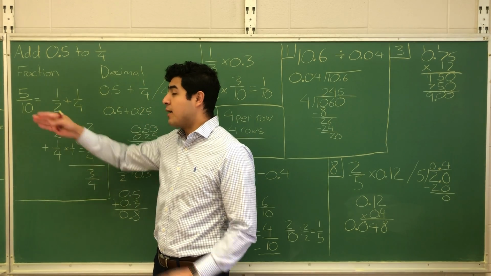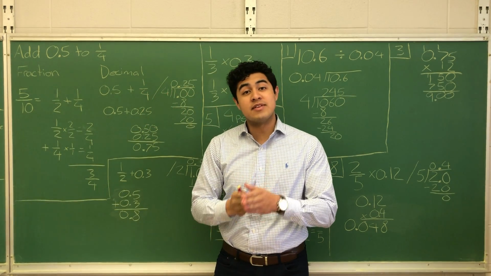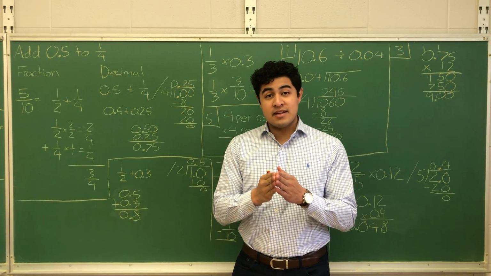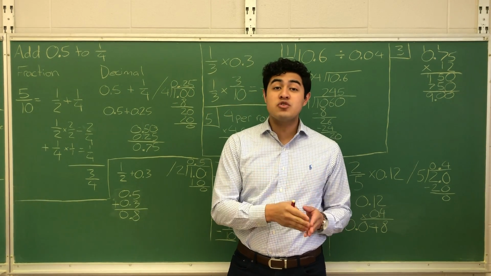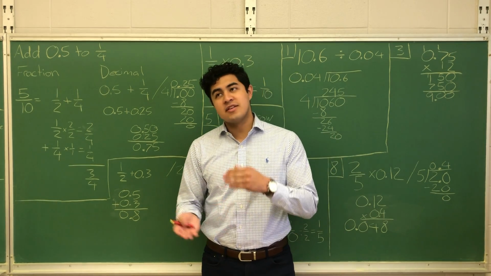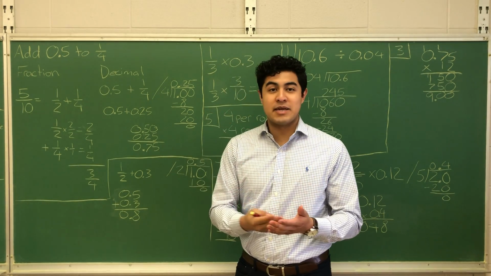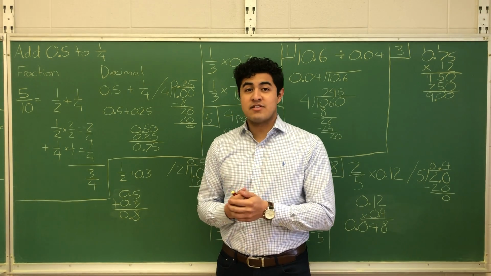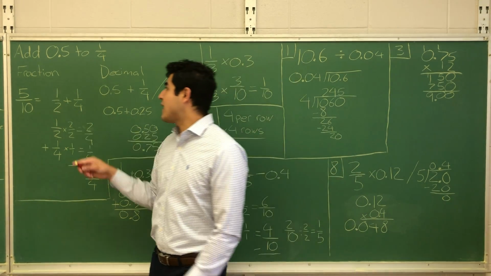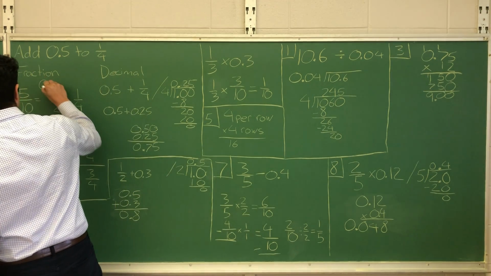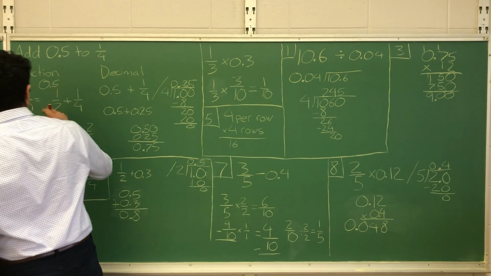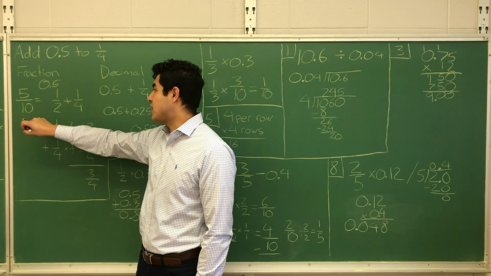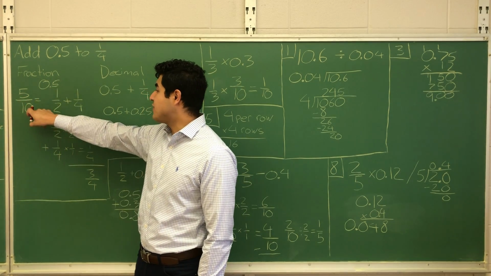Okay, so the place of the decimal determines its denominator. So if it's in the tenths place, that's the denominator of 10. If it's in the hundredths place, it's a denominator of 100. If it's in the thousandths place, a denominator of 1,000, and so on. That's how you determine the denominator of the decimal. Okay. So in this case, we had 0.5, and the 5 is in the tenths place, so that tells me my denominator. So now I've got 5/10.